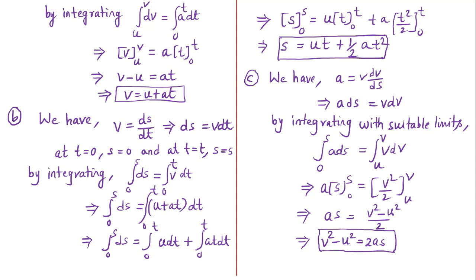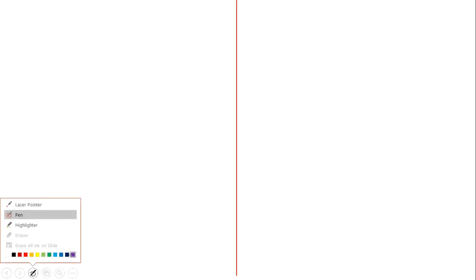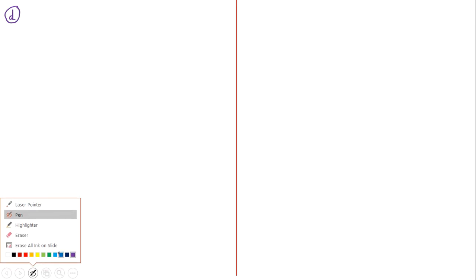Another equation is also there. We can discuss that also, then we will end our class. That is, distance covered in nth second. That is the fourth one: distance covered or distance traveled in nth second. Travel in nth second means in a particular second how much distance is traveled.